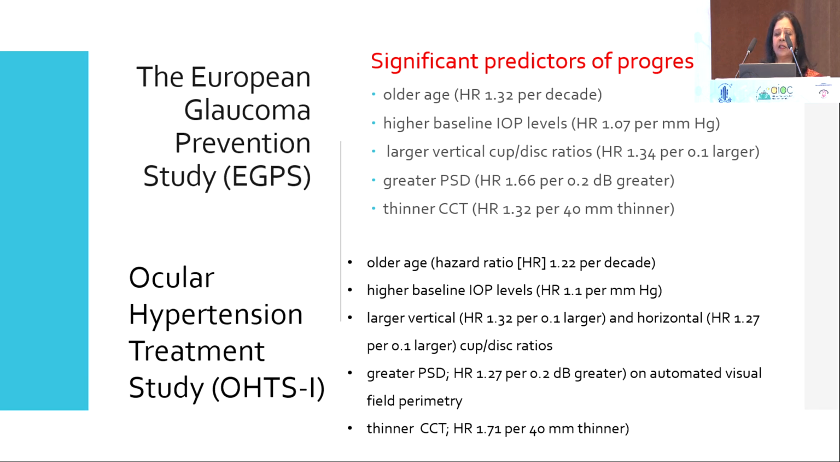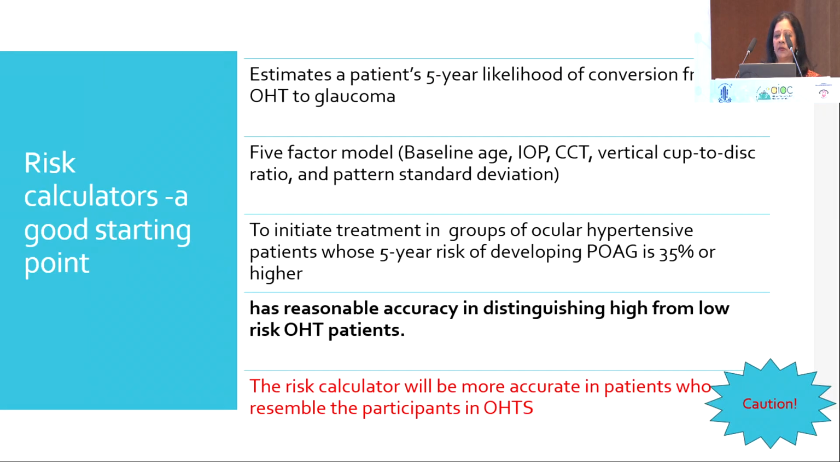There's another study, the European Glaucoma Prevention Study, EGPS, which was conducted around the same time as OHTS 1, and this also showed similar results. So where do we start? The risk calculator is a good starting point. It gives the 5-year likelihood of conversion of OHT to glaucoma based on the 5 important risk factors.